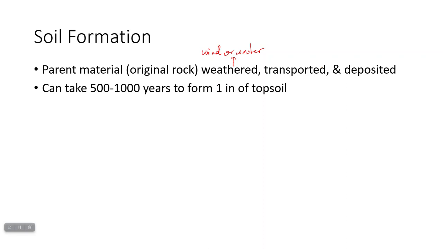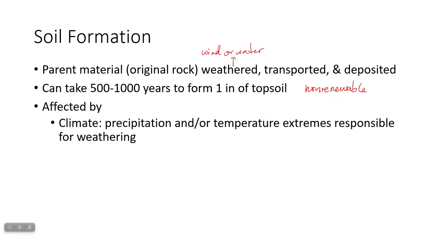Now, soil formation is a pretty slow process. It can take anywhere from 500 to 1,000 years just to form an inch of topsoil. So we don't consider soil a renewable resource because it is not something that can be really recreated on a human time scale. And the soil formation is affected by a number of things.